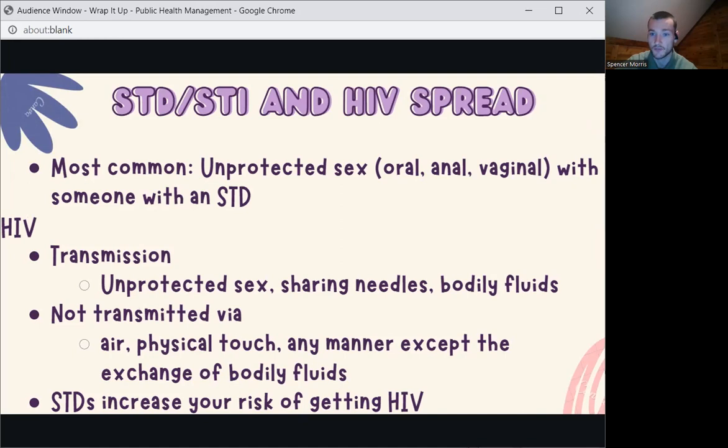In addition, HIV can also be spread through any sharing of bodily fluids, whether blood, cum, pre-cum, rectal fluids, vaginal fluids, or breast milk. It is important to know, since there are a lot of misconceptions, HIV cannot be spread through manners such as air or physical touch such as a handshake, and HIV cannot be spread in any manner except for the exchange of bodily fluids. Also important to know when it comes to the spread of HIV, having STDs can increase your risk of getting HIV.